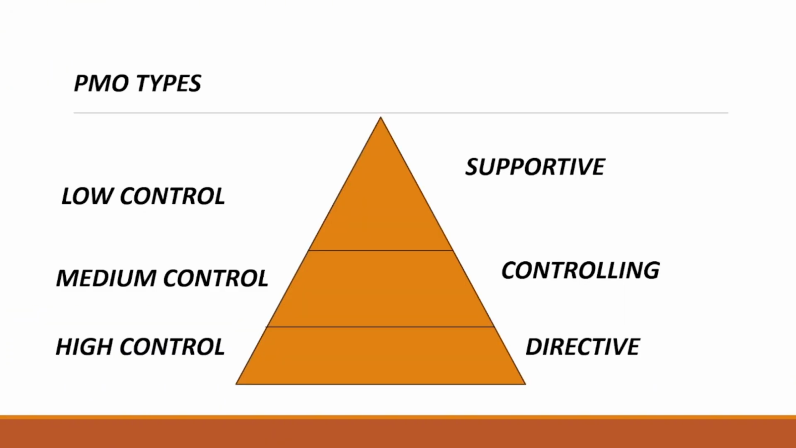In a hierarchy of control, directive is the highest control of the PMO. Because the PMO is high in control, project managers have less control. Second is controlling, which is medium control, and supportive is the low control type of PMO.